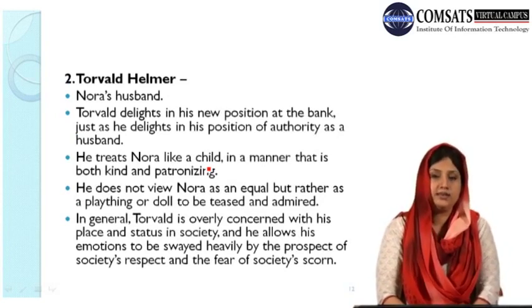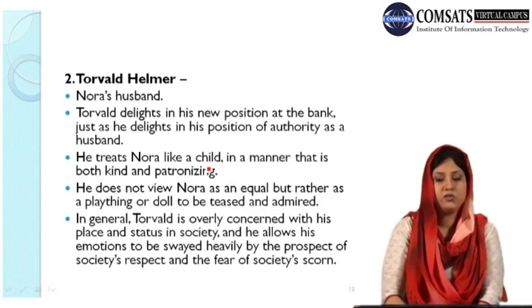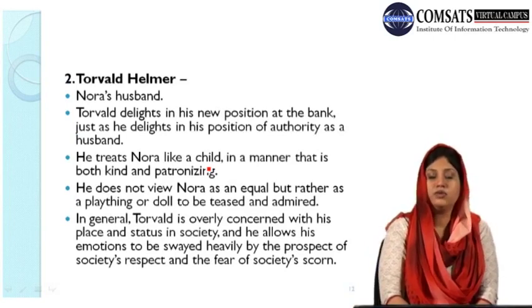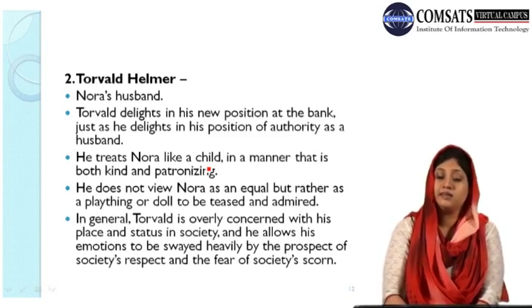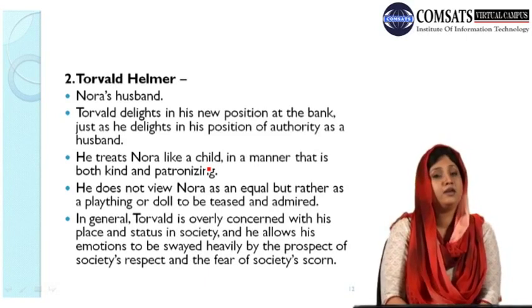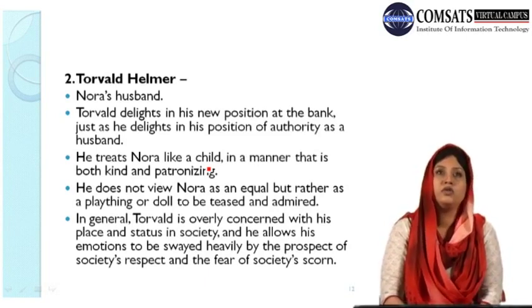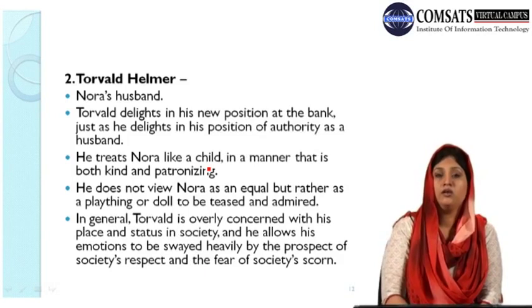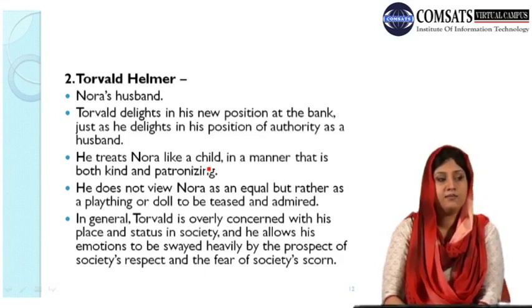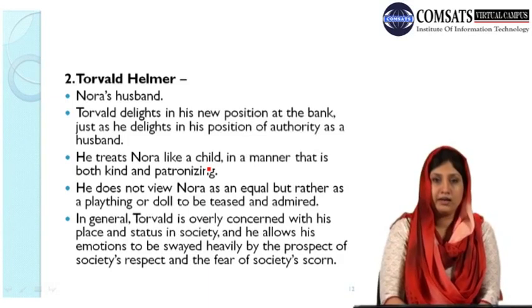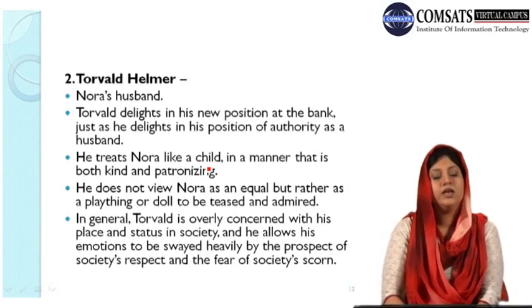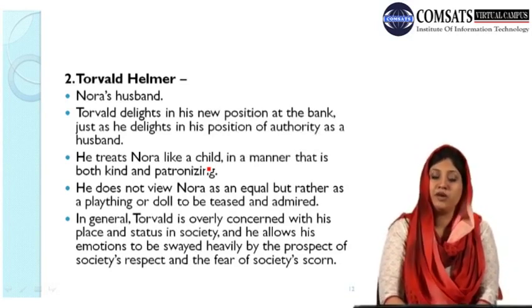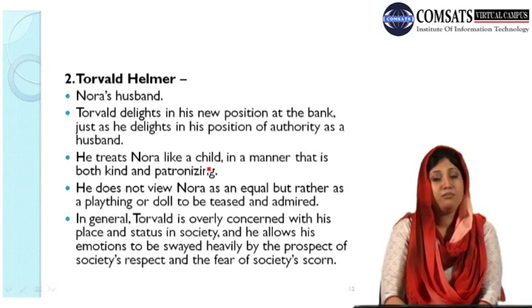Second character is Torvald Helmer's character. He is Nora's husband. Torvald delights in his new position at the bank, where he is quite an authoritative person and he can dismiss and hire people, just as he delights in his position of authority as a husband. So we find him a person who keeps authority and who enjoys authority. He's not authoritative only at his position in his professional life, but also in his domestic affairs too. He treats Nora like a child, in a manner that is both kind and patronizing.